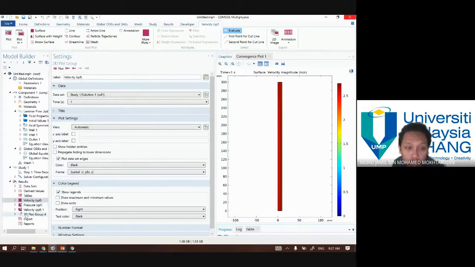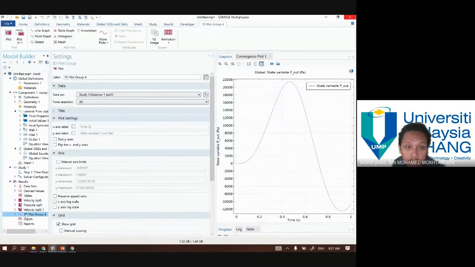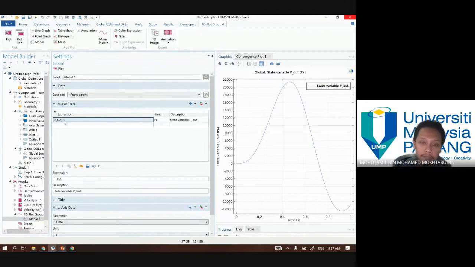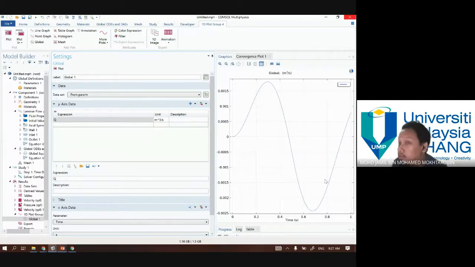Okay, so using 1D, you plot flow. So flow is Q, and just plot flow against time. So you get this graph.